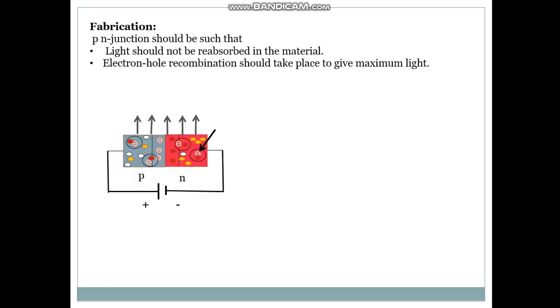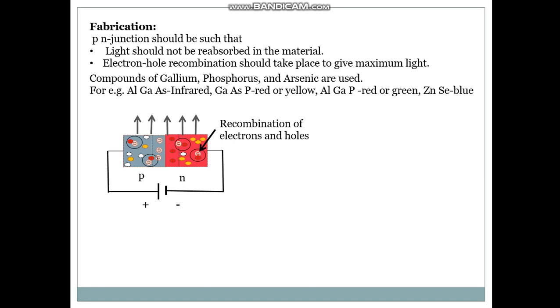That's the structure. Now let's see the fabrication of the PN junction. It should be such that light is not reabsorbed in the material. The electron-hole combination should take place to give maximum light. Compounds of gallium, phosphorus, arsenic are used. For example, aluminium gallium arsenide gives infrared light. Gallium arsenic phosphide gives red or yellow. Aluminium gallium phosphide gives red or green, and zinc selenium gives blue.